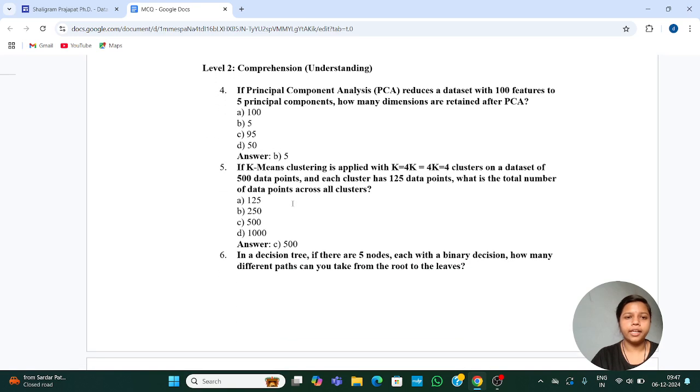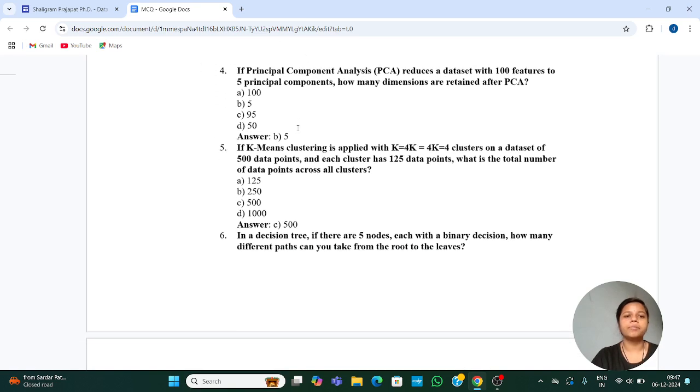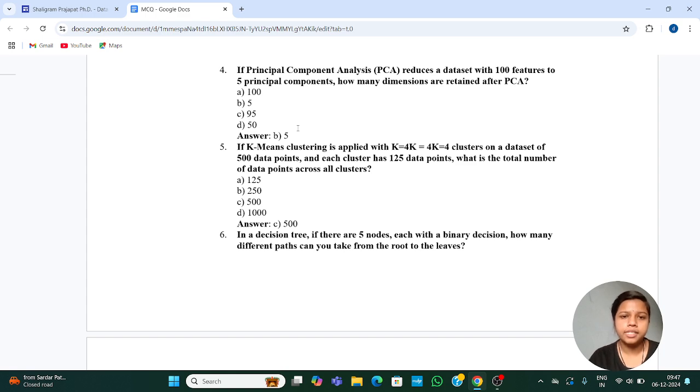Next level is comprehensive understanding. In a principal component analysis, PCA, you reduce a dataset with 100 features to 5 principal components. How many dimensions are retained after PCA? The answer is 5.